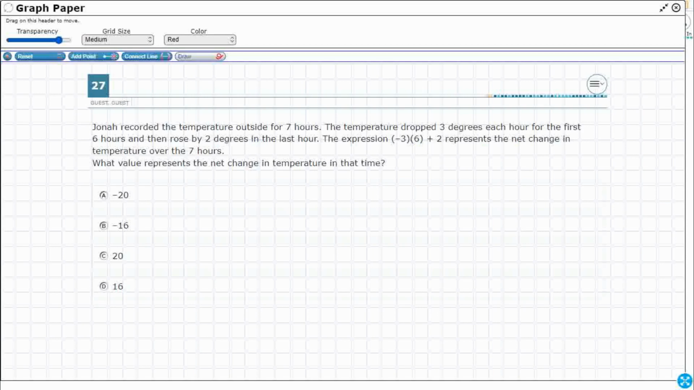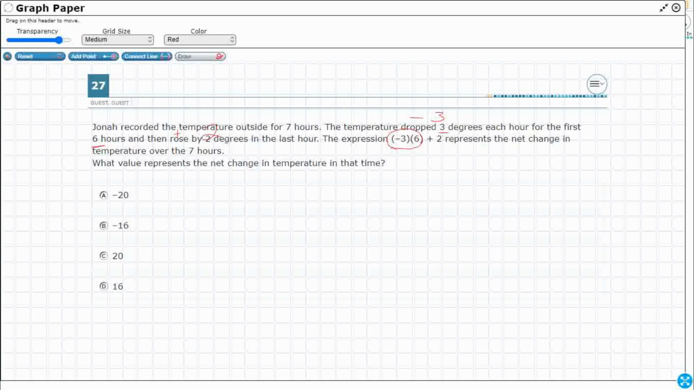So if it dropped 3 degrees for the first 6 hours, that's what this is right here. So dropped means you're negative. So -3. And those are equal groups for 6 hours. And then it rose by 2 degrees. Right, so rose is going to be positive. And then it's going to rise by 2, so we're just going to add the 2. So even if this was a little bit difficult, they went ahead and gave you the expression. So -3 times 6 plus 2.